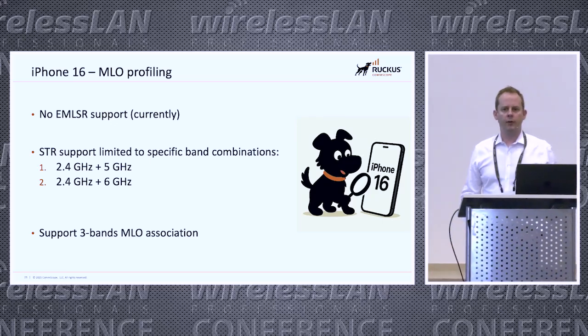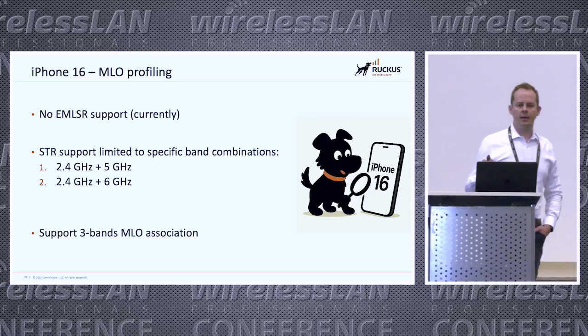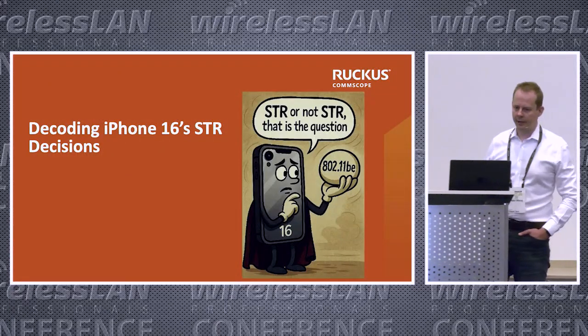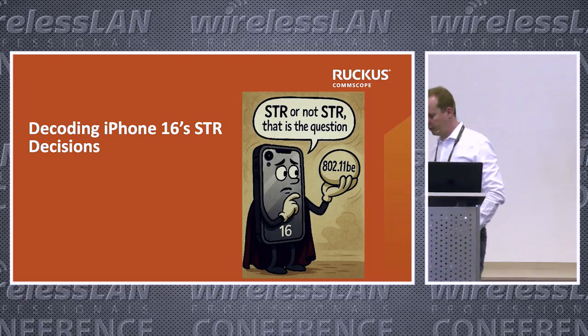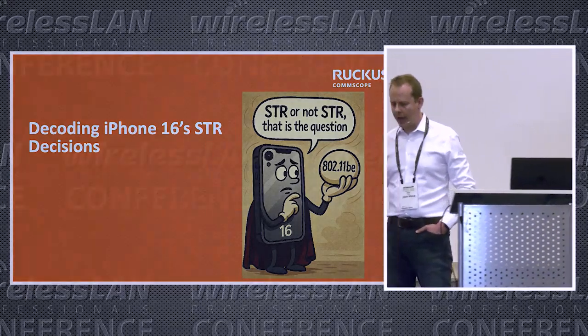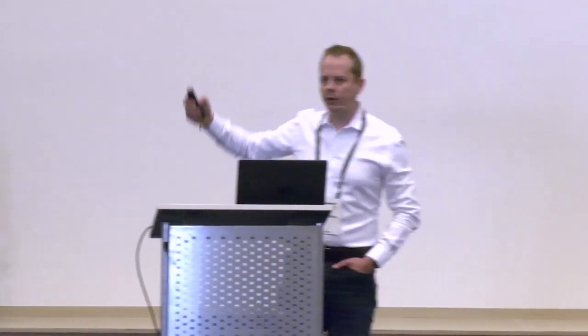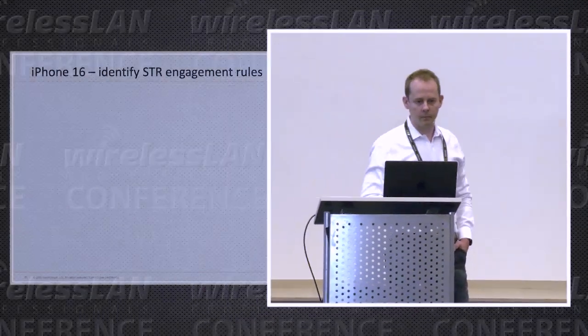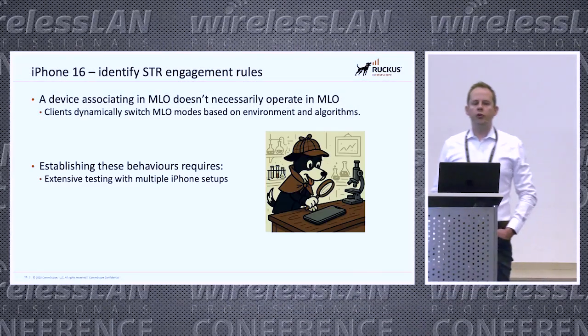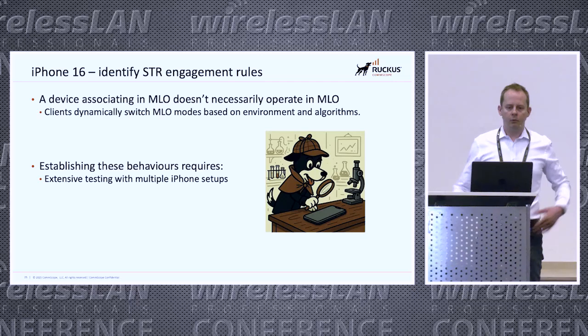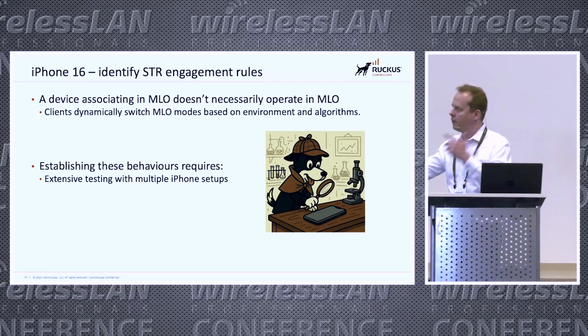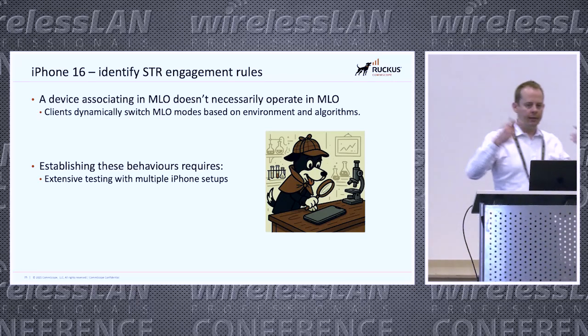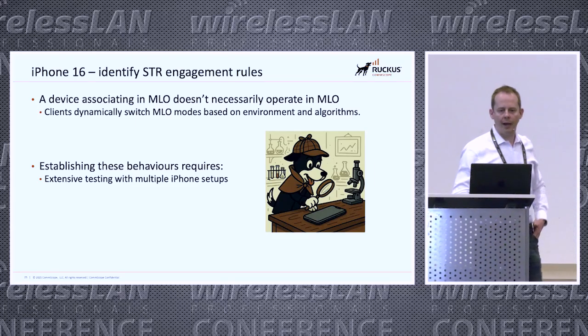Now the next question is how and when can you use that? When I say that, I mean STR. As we talked about before, when a device has the ability to do something, it doesn't mean it will have to do it. So if my iPhone 16 can do STR, it doesn't mean that it will do STR every time. And so the question is, when is it going to use it or not? Being able to use a specific mode of MLO or not is fully dependent on the client itself, the way its environment is, and its own algorithm.